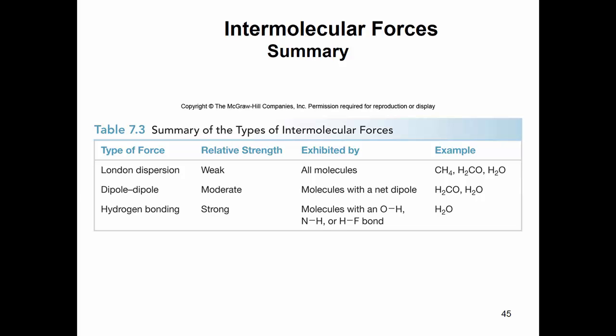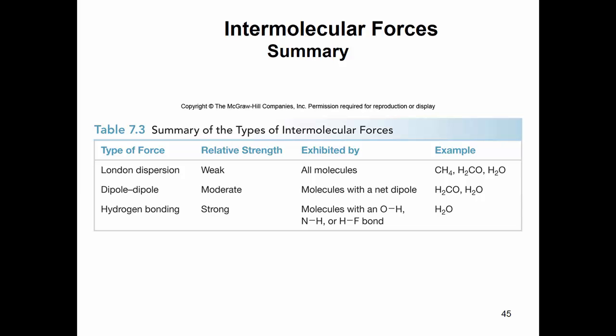All right, so here's a summary. London's the weakest. All molecules that exist have these. Dipole-dipole is of moderate strength, and they have a net dipole, meaning a partial positive, partial negative. That is permanent, not temporary. And hydrogen bonding is strong, and this is between hydrogen bonded to oxygen, nitrogen, or fluorine.